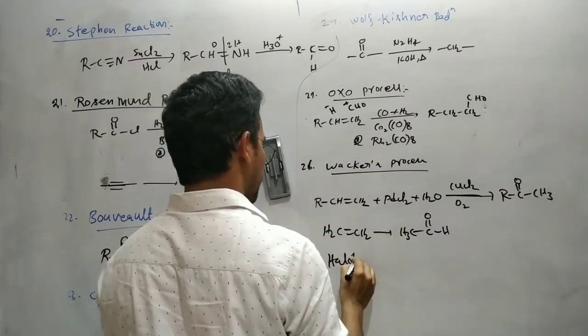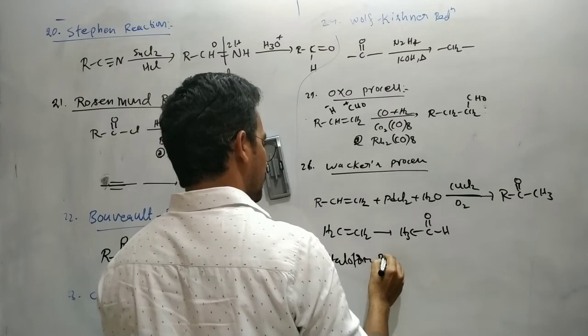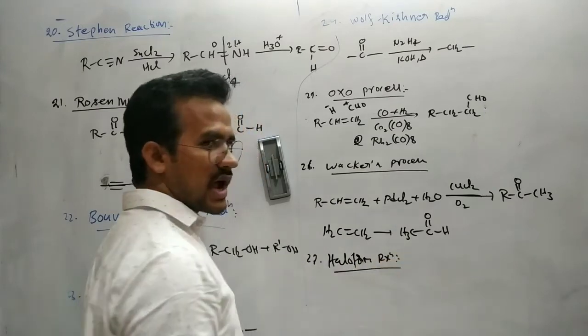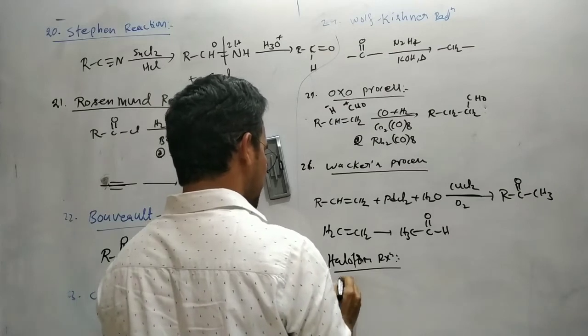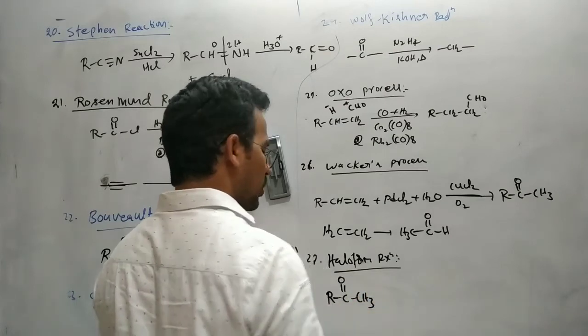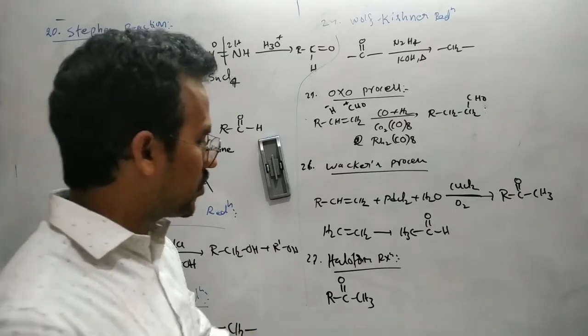Haloform reaction. The haloform reaction is used for the identification of methyl ketones. This reaction is given only by methyl ketones. One methyl group must be there.